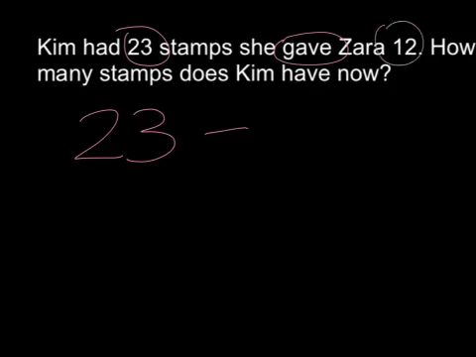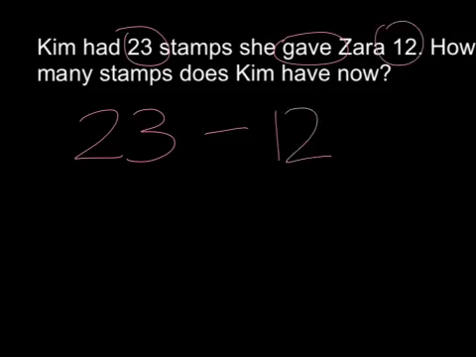Kim had 23 stamps. She gave Zara 12. How many stamps does Kim have now? So I know it's subtraction because she gave them away. So Kim started with 23. She gave away 12. I want to know how many she's got left.